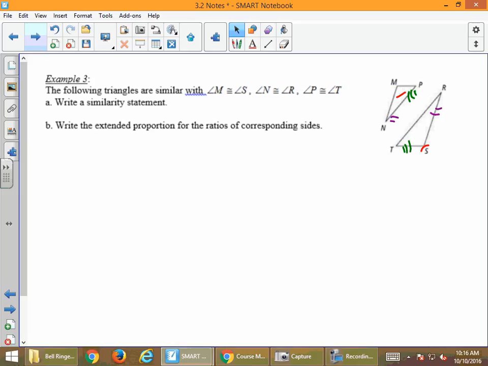So if we look here at example 3, we know these triangles are similar, and it's stated the angles that matched up. It said M is congruent to S, so mark it. I'm going to put one arc here and one arc there. It said N is congruent to R, so 2 arcs and 2 arcs. And then it said P is congruent to D, so mark that as well. Because again, if the figures are similar, then we know the angles that match up are the same.